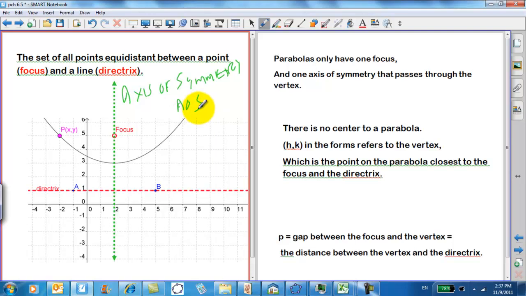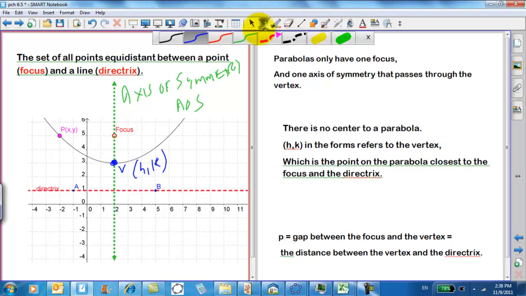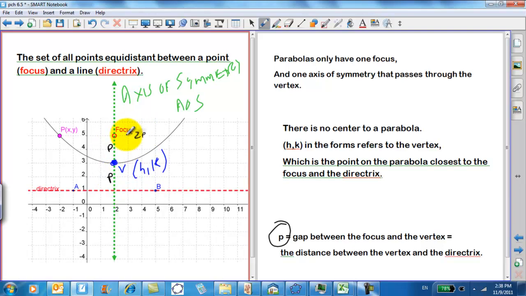There's no center to the parabola. We do have the vertex, and we're going to use HK to represent the coordinates of the vertex in all our formulas. And it's the point of closest approach. And then P is this gap. This is P and this is P. And we go 2P each way, perpendicular to the axis of symmetry, to come up with the endpoints of the focal width. So that gives you a nice idea of the shape of the parabola and how it sets about the focus. Because notice 2P each way, because when I'm over here, I'm going to be 2P away from the line and 2P away from the point, the focus.